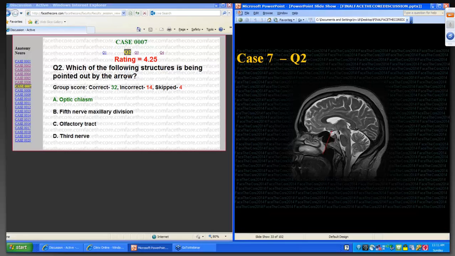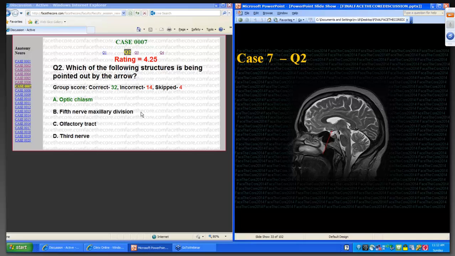Okay, which of the following structures is being pointed out by the arrow? Is it the optic chiasm, the fifth maxillary division, the olfactory tract, or the third nerve? Well, this is pretty straightforward. This is the optic chiasm that we're seeing on our sagittal T1. Remember, the olfactory tract, housing the olfactory sulcus, will be in the floor of the anterior cranial fossa towards the midline.